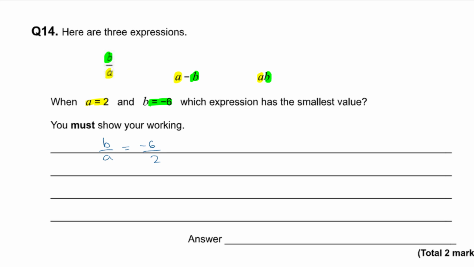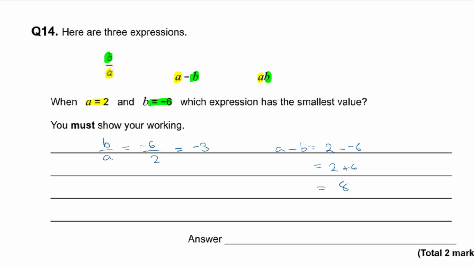Minus 6 divided by 2, 6 divided by 2 is 3, so minus 6 divided by 2 is minus 3. That's negative 3. Now, a minus b, that's going to be 2 minus negative 6. 2 minus negative 6 is the same thing as 2 plus 6, and that is the same as 8. Okay, so it's definitely not that one, because minus 3 was the smallest.